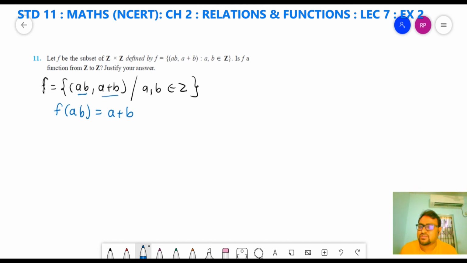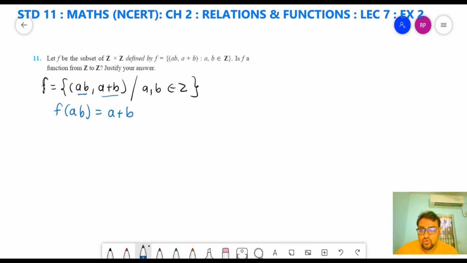If you are able to find a single example where for one value of ab there are two different values of a plus b, meaning two images, then it will not be a function. So first let's try that. If you are not getting it, then we will try to prove it as a function. Okay. Now say ab is a product, right?